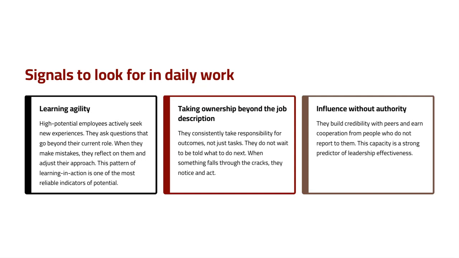On this slide, we're focusing on three key signals to look for in daily work that indicate high potential in employees. First, learning agility stands out as a crucial trait. High potential employees don't just stick to what they know. They actively seek new experiences and ask questions that push beyond their current role. When they make mistakes, they take the time to reflect and adjust, showing a pattern of learning in action that's incredibly reliable for identifying future success.